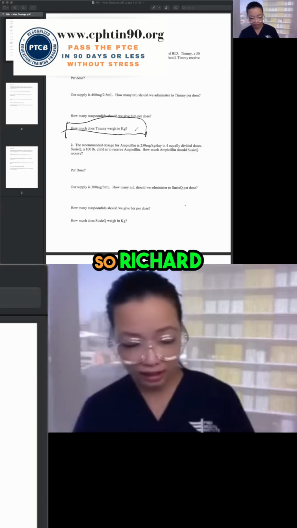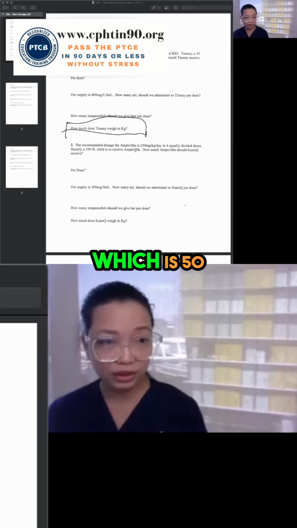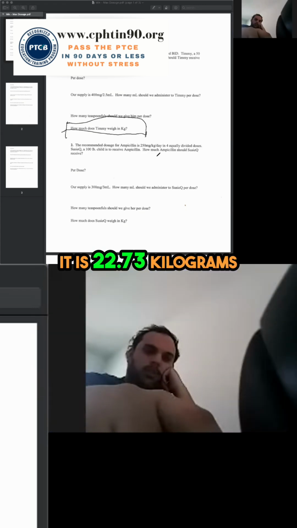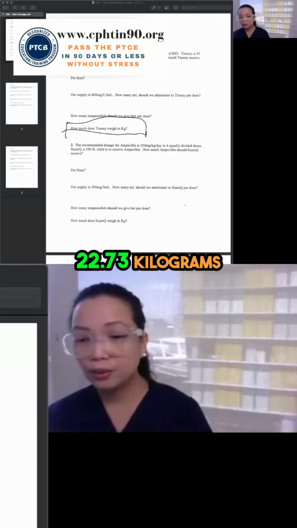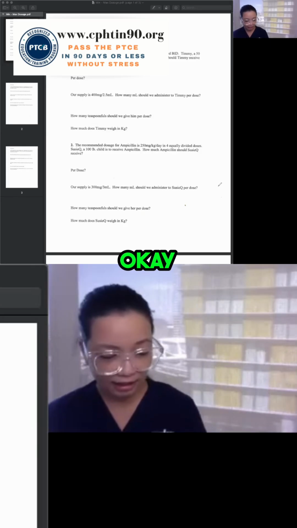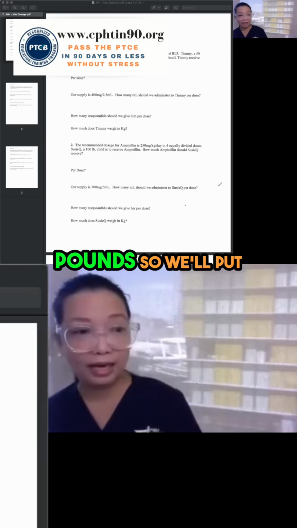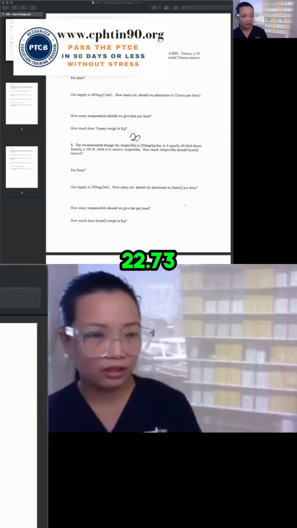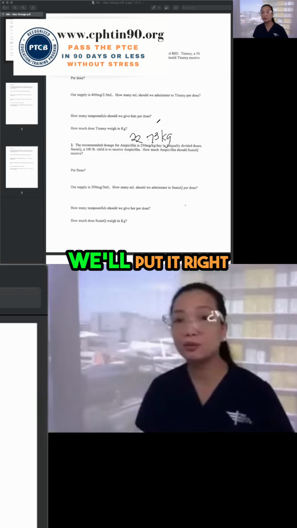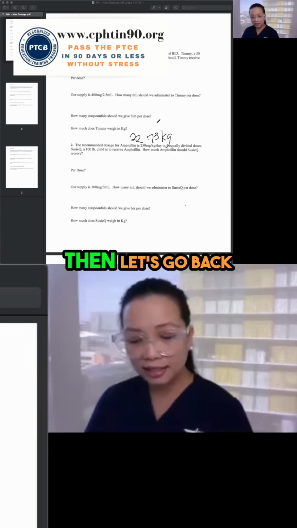So Richard, how much is Timmy's weight from pounds, which is 50, to kilograms? It is 22.73 kilograms. Correct. The conversion factor is a kilogram is 2.2 pounds. So we'll put it here, 22.73 kilograms, because that's necessary. First step. Then let's go back.